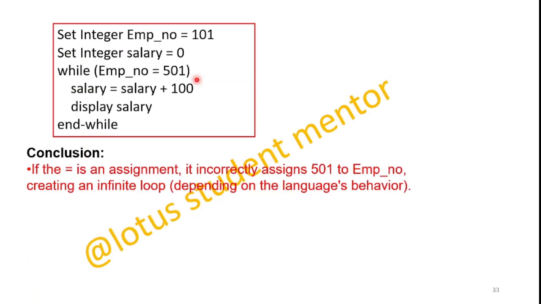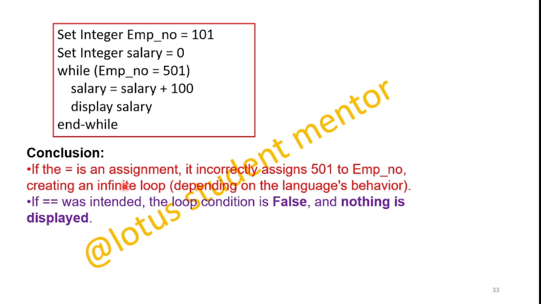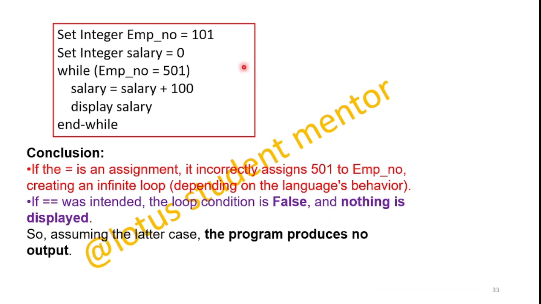Now if it is treated as an assignment, it may go into an infinite loop situation, or it won't execute, depending on the language's behavior. If double equal to was intended in this code, then nothing will be displayed. That is the output of the program. The program produces no output. That's the output of this pseudocode.